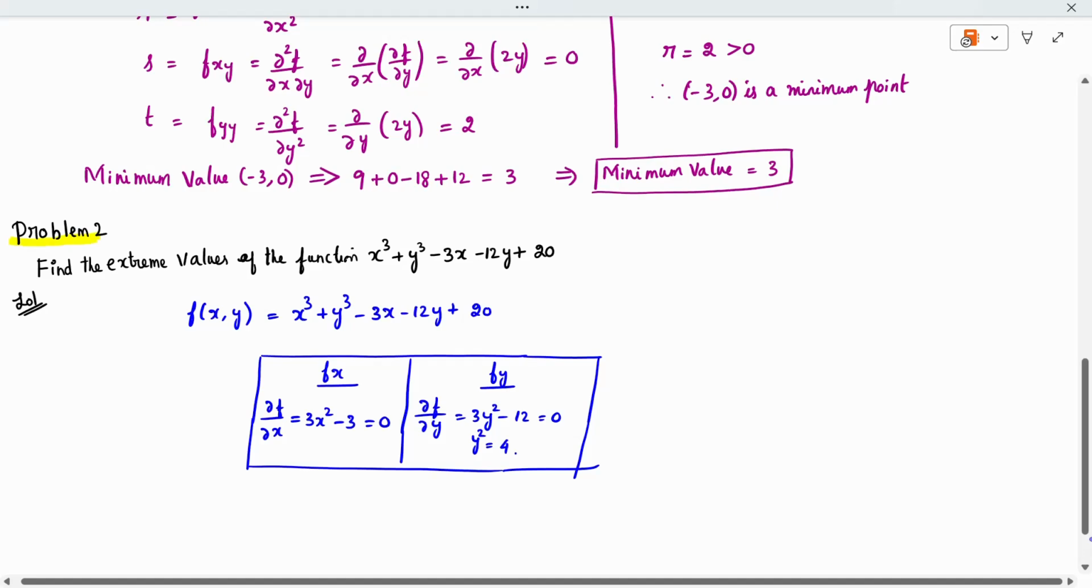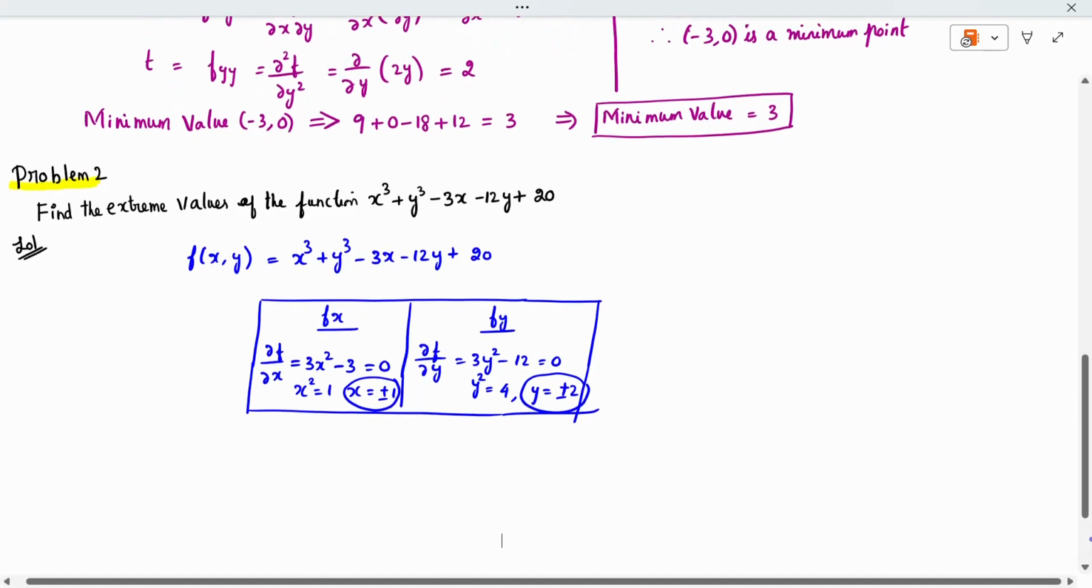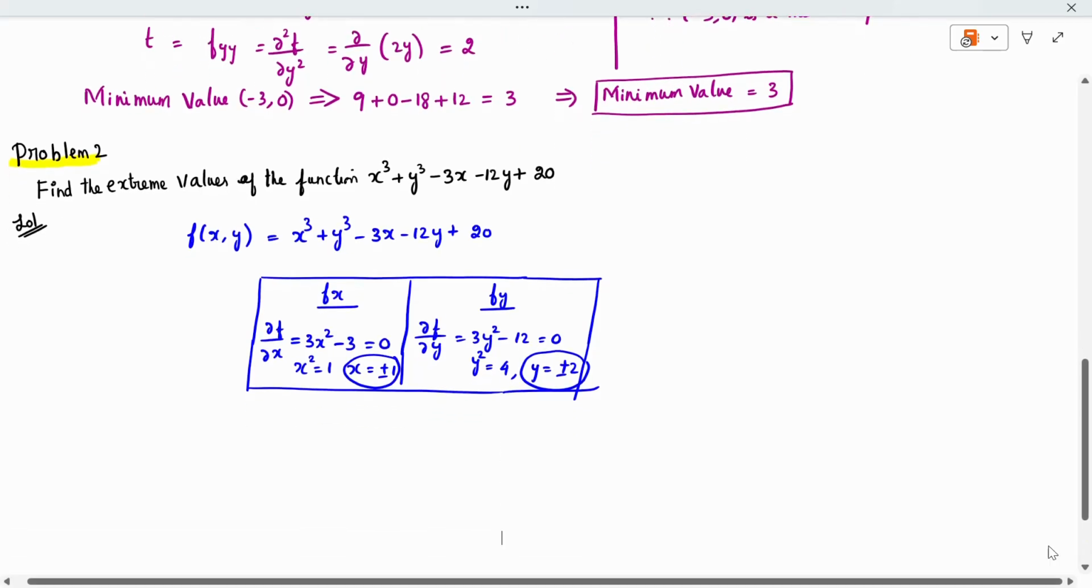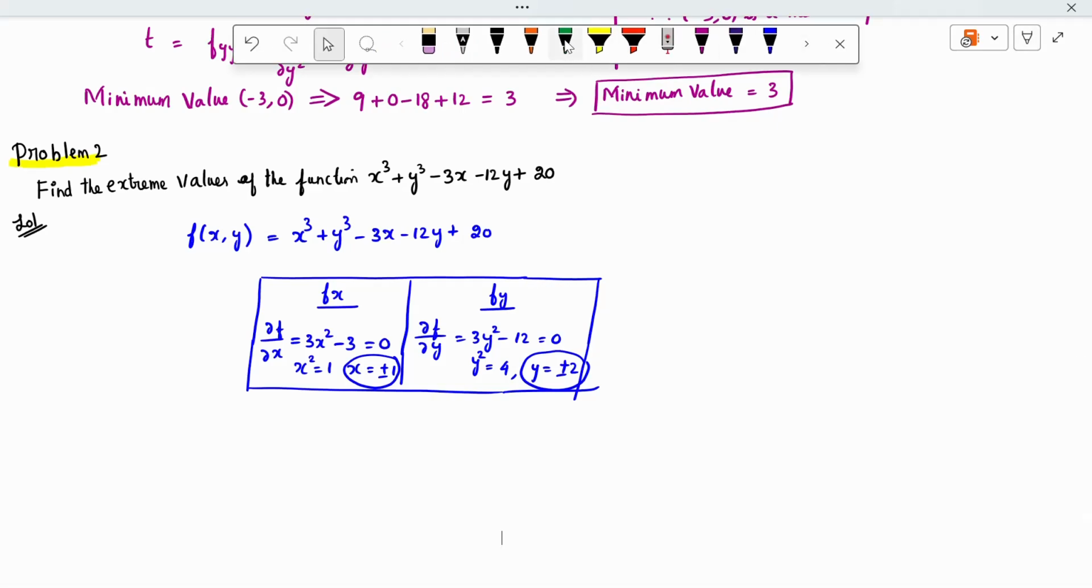Y squared 4 means y is nothing but plus or minus 2. Same way here, x squared equal to 1, so x is nothing but plus or minus 1. How many points am I having? 4 points. In x we have 2 points, in y we have 2 points. All the 4 combinations are stationary points. It is a rule to write all the 4 points. Yes, you have to write all the 4 points.